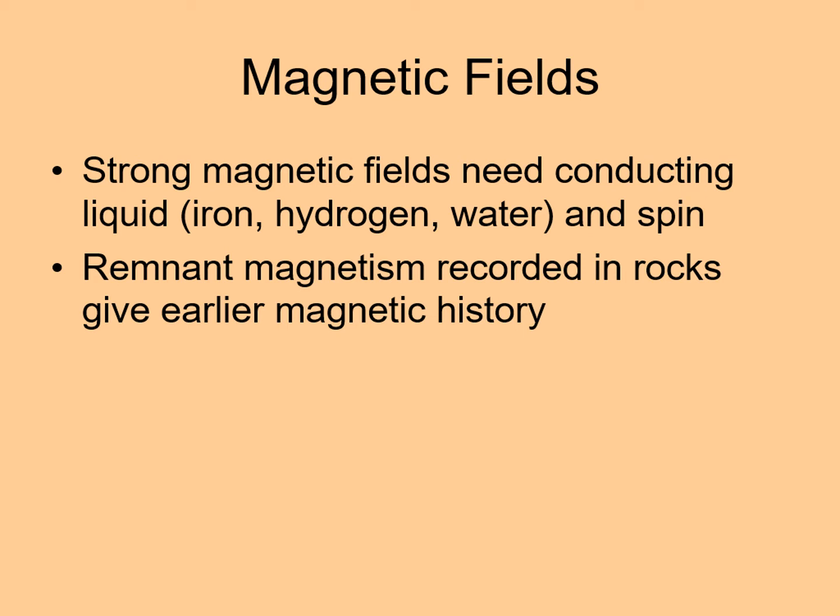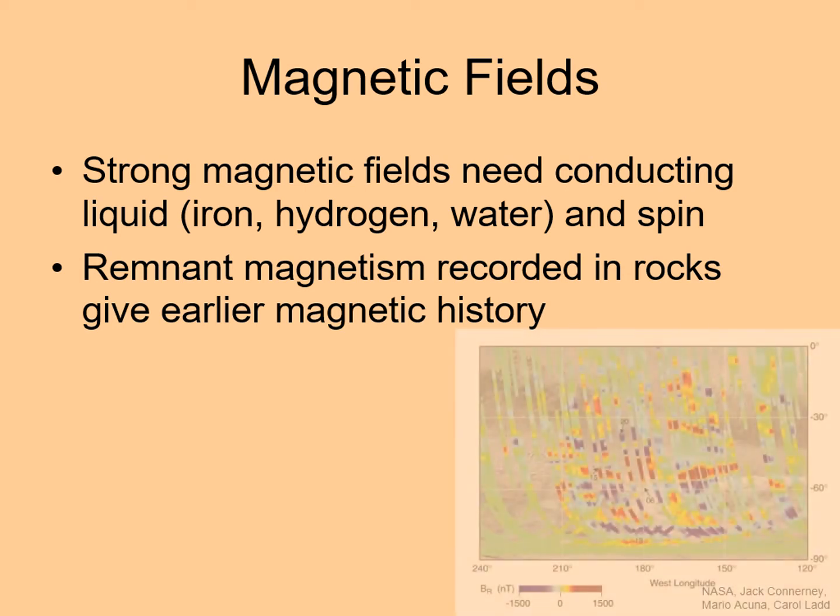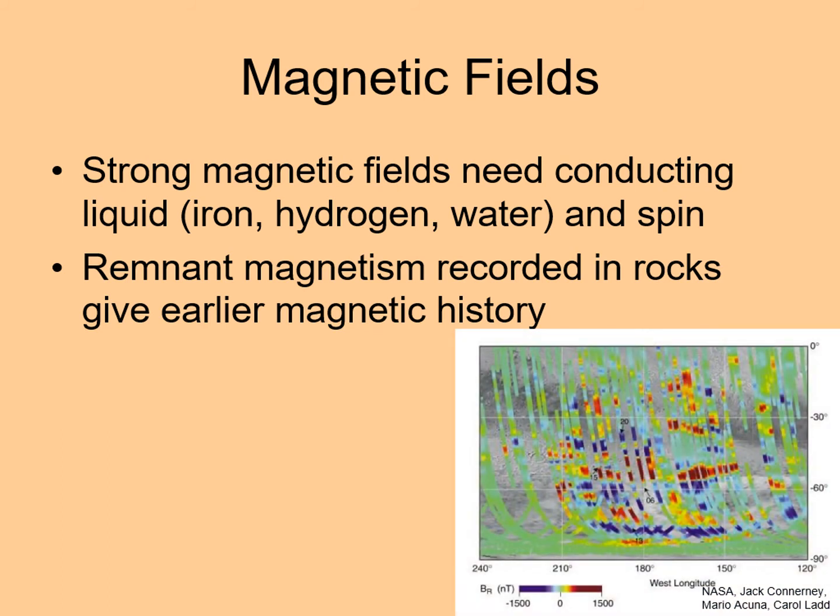Iron-rich surface rocks carry a remnant, sort of like a fossil, of the magnetic field that was present when they first solidified. By studying this remnant magnetism, we can learn about the planet's magnetic field in the distant past. On this map of Mars, the red and blue regions show areas where the different directions of magnetic field can be seen. Mars doesn't have a global magnetic field now, but these remnant fields show us that it used to have a warmer, more liquid interior than it has today.